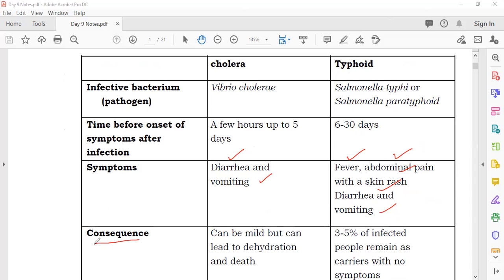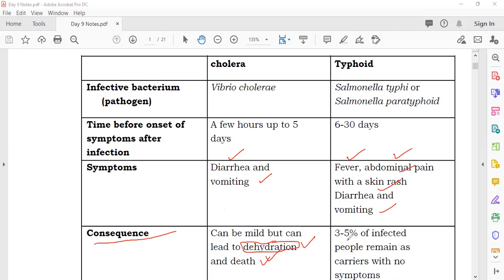Now, consequences: what these diseases can cause can be mild, but can lead to dehydration and death. Because if there is too much vomiting or diarrhea, it can cause dehydration. Dehydration means the water is removed from your body in the form of vomiting or diarrhea, so less water is left in your body. And if it is not treated on time, it can cause death also.